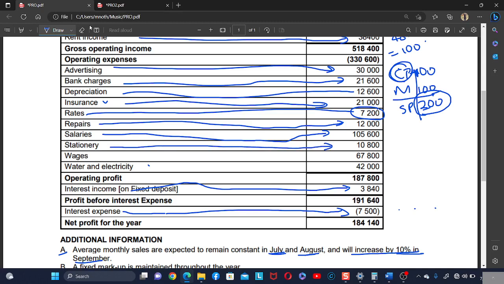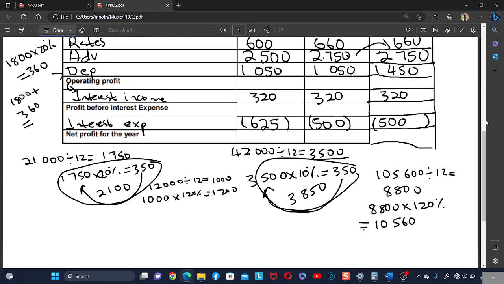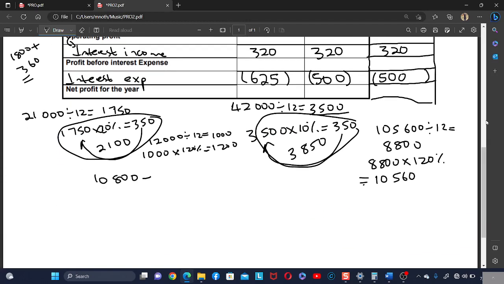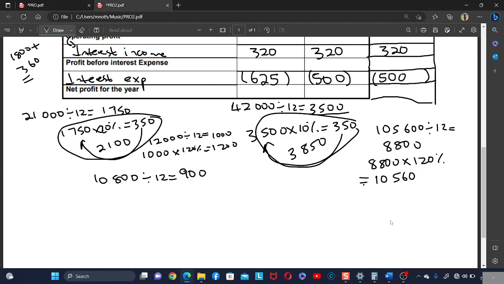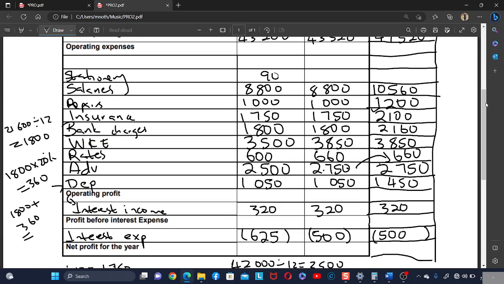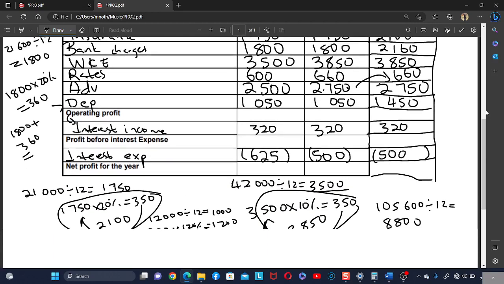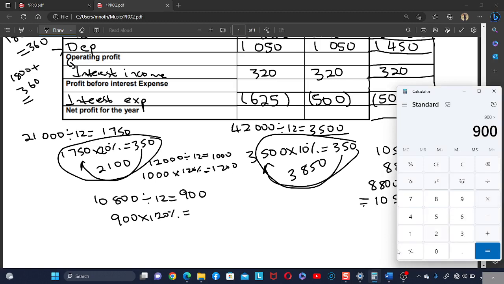And then stationery, it is 10,800. 10,800 divided by 12 is equal to 900 rand. So the stationery is 900 rand per month, but then it is going to increase by 20% in September. So 900 times 120% is equal to 1,080.